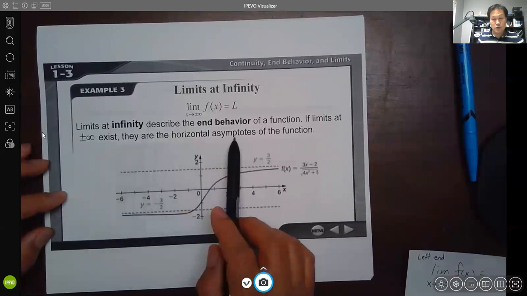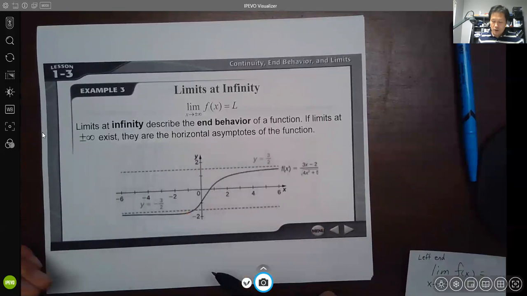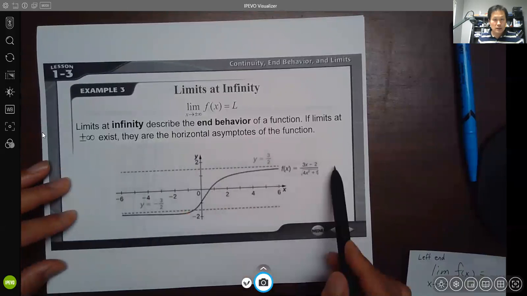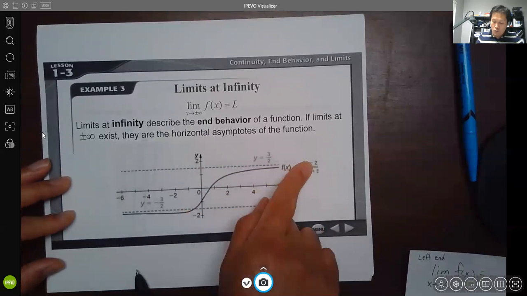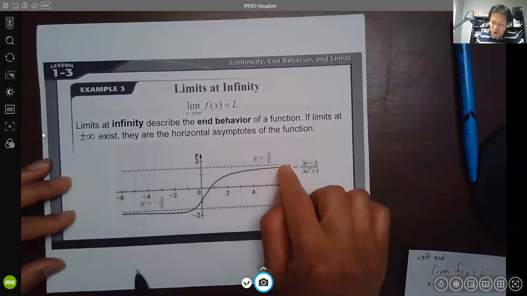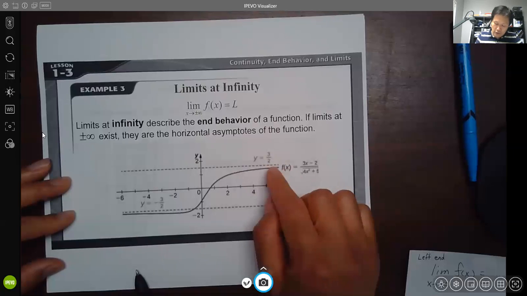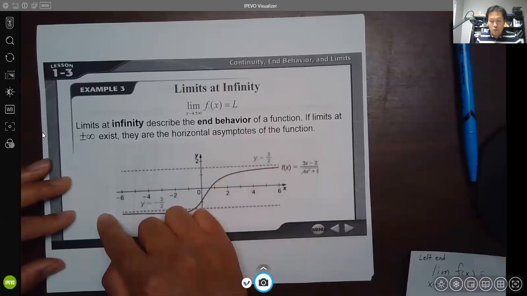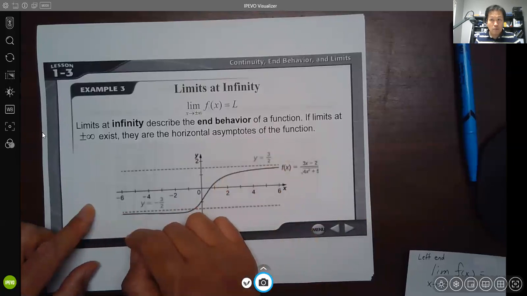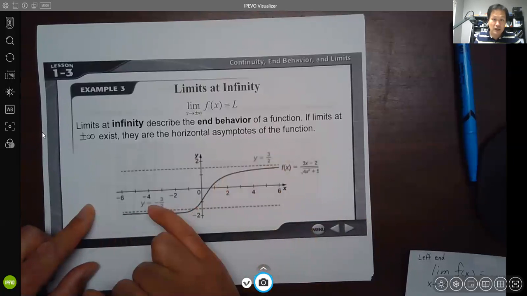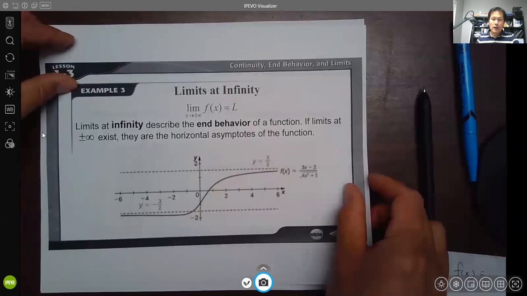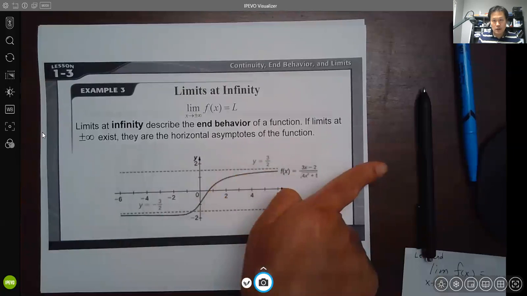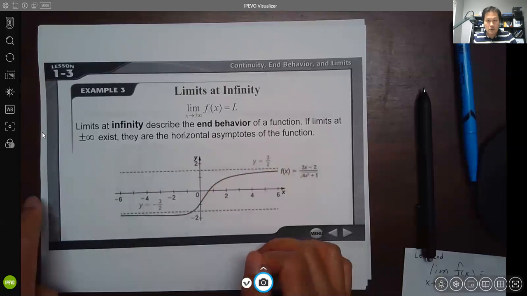And there are horizontal asymptotes of a function if there's a limit. So for example, an equation like this. If you keep going to the right, keep going to the right, keep going to the right, the y value is increasing, but it's approaching 3 over 2. If you keep going to the left, keep going to the left, the y value keeps increasing here, but it's approaching minus 3 over 2. And that's called end behavior. The right hand approaches a certain value, the left hand approaches a certain value.